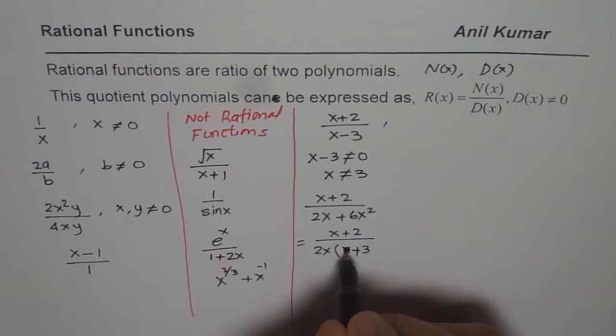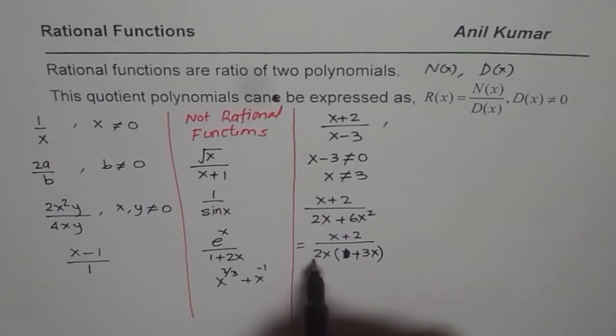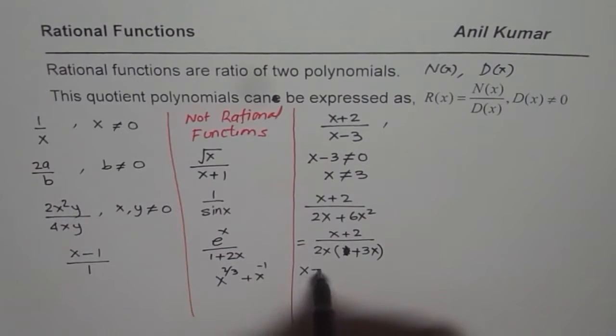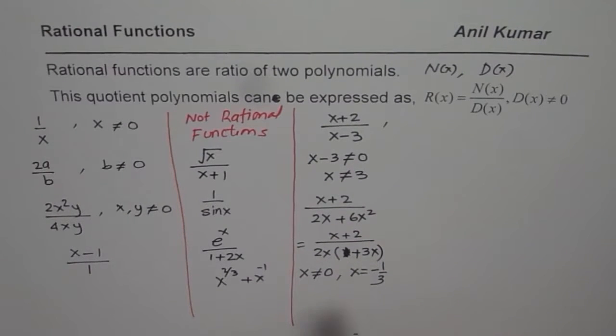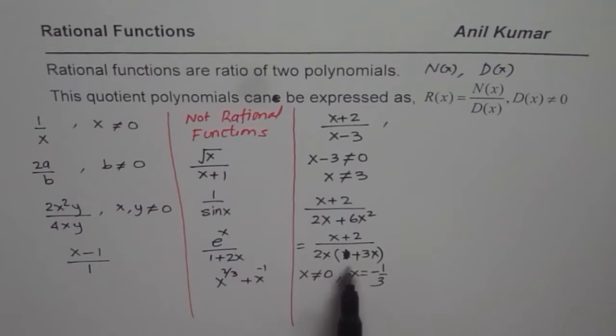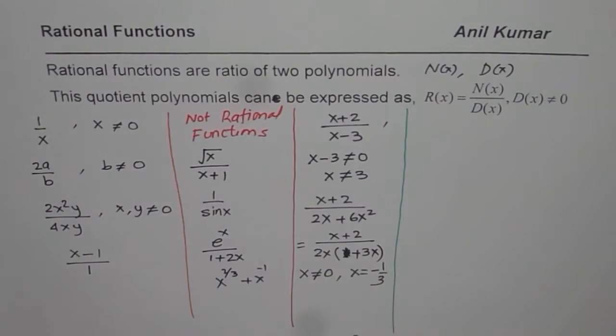2x common, so we get 1 plus 3x, correct? Now in this case, 2x cannot be 0. That means one restriction is that x is not equal to 0. The other restriction is that x is not equal to minus 1 over 3. So by factoring and then equating the denominator to 0, we can find restrictions on the rational functions. So that is another part of rational functions which we are going to explore further in detail.